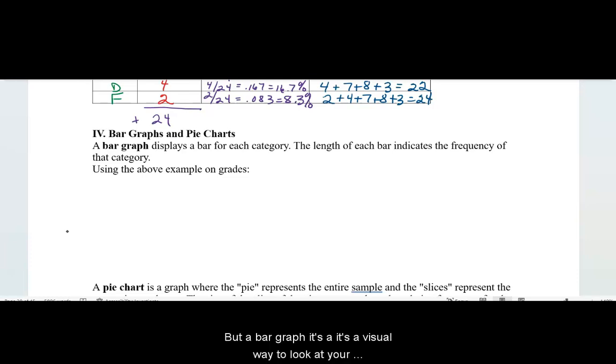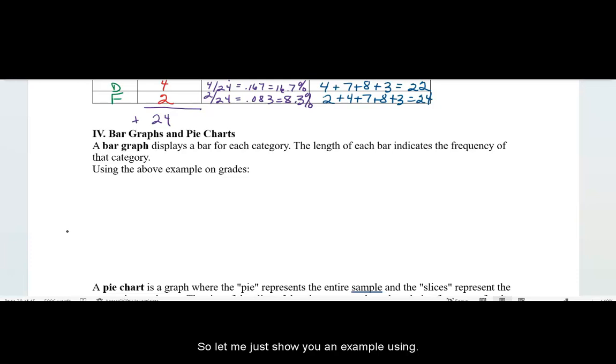But a bar graph, it's a visual way to look at your data. And there's a lot of different ways. We have histograms, bar graphs, circle, pie charts, circle graphs, that's another way of calling it. Line charts, there's a lot. Scatter plots, I mean, I could keep going here, but a bar graph displays a bar for each category.